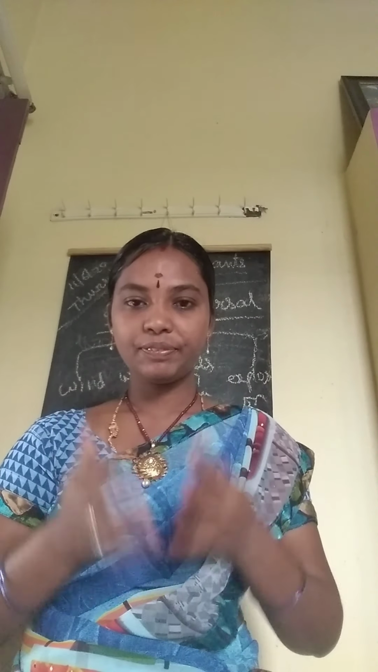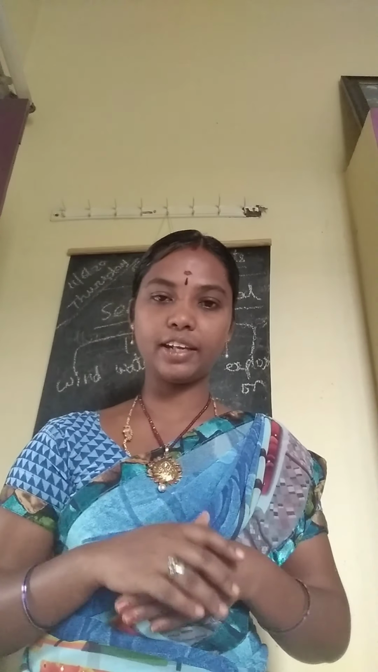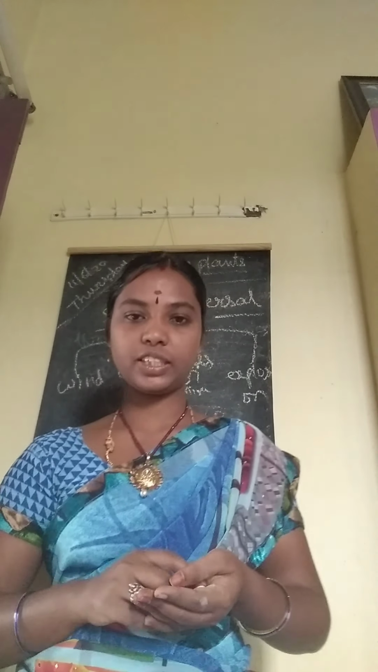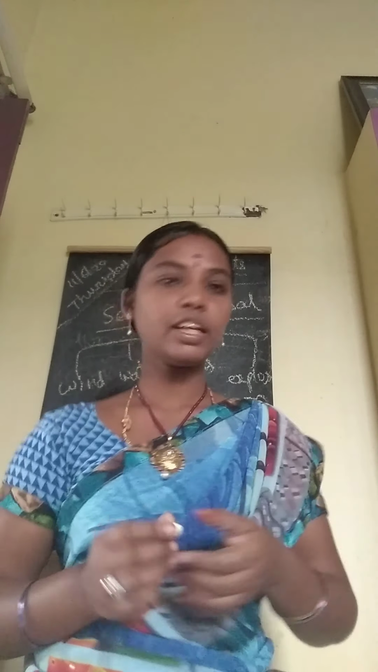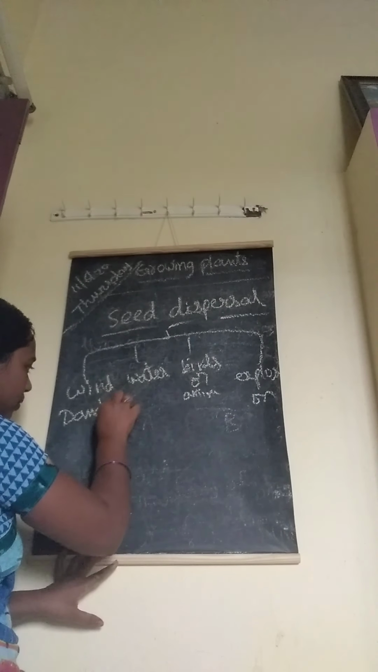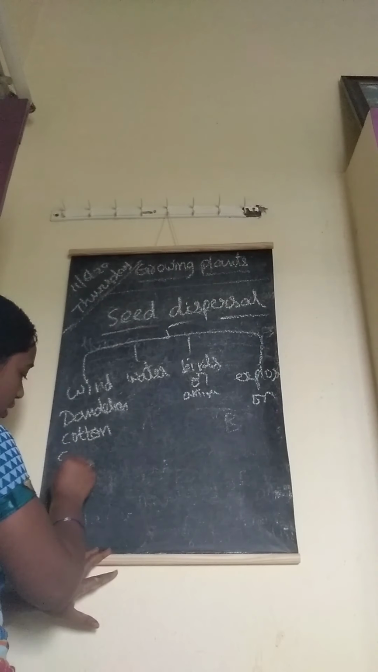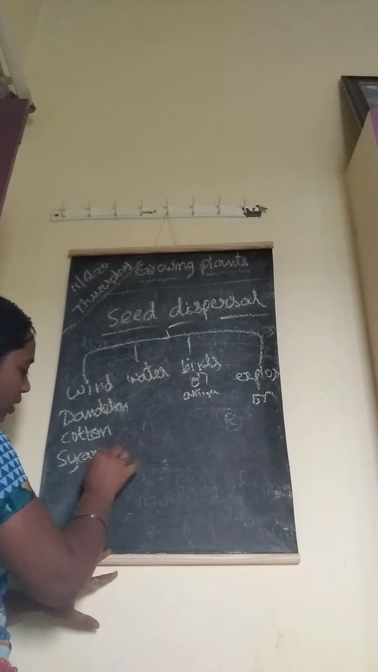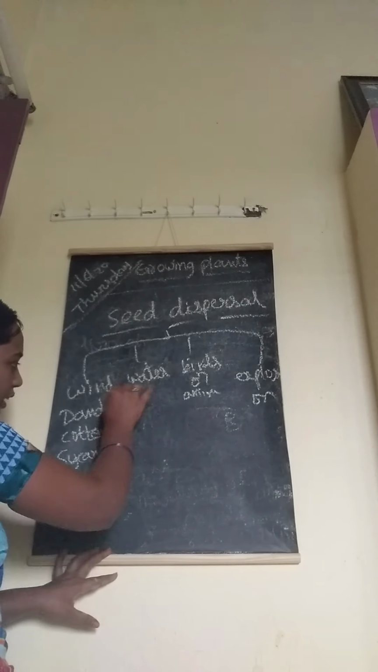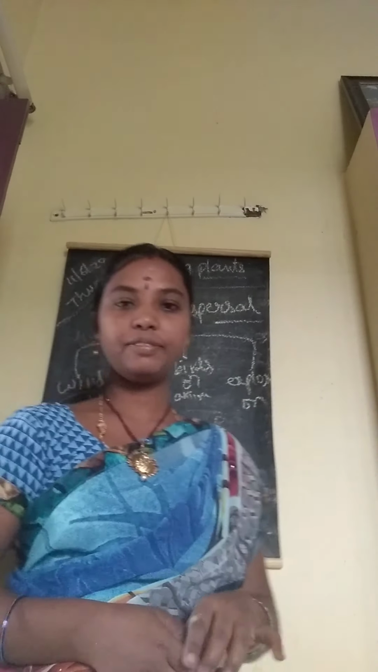This helps them to fly in the air. In this way, they can disperse into various places. Examples for this are dandelion seeds, cotton seeds, sycamore seeds, and madder. The seeds of these plants are examples of seeds dispersed by wind.